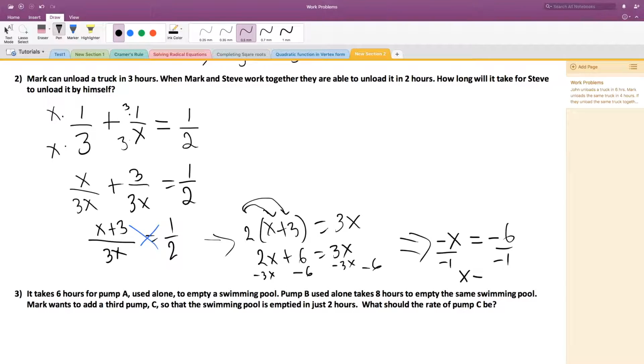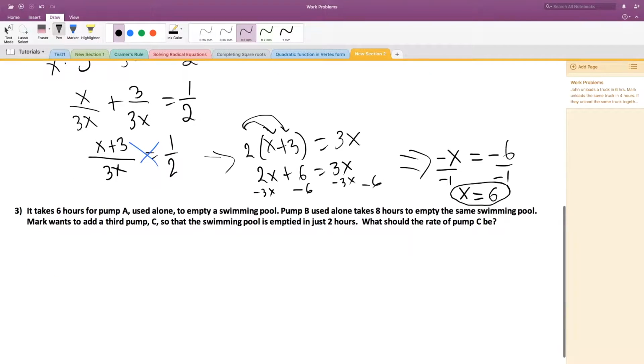so therefore x equals 6. So it means it takes Steve 6 hours to unload the same truck, so he's slower than Mark is. Okay, last one.